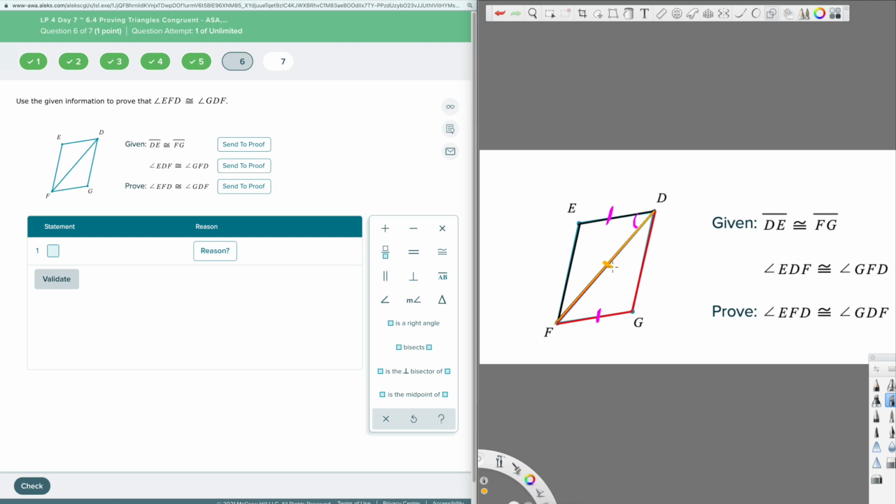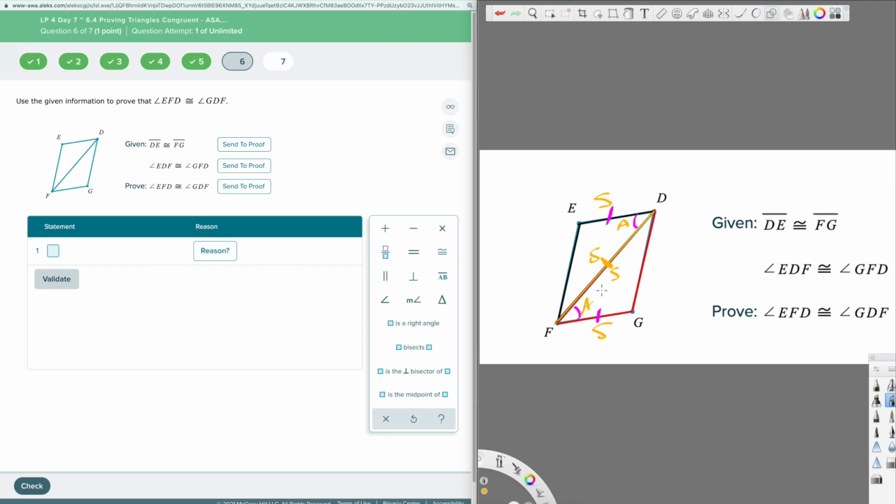So these are going to be congruent to each other. FD is going to be congruent to FD. So I already have side, angle, side for these guys. Side. Oh, what happened to my other mark there? I just noticed it disappeared. I thought I put it down there. Side, angle, side. So I can already show these two triangles are congruent to each other.